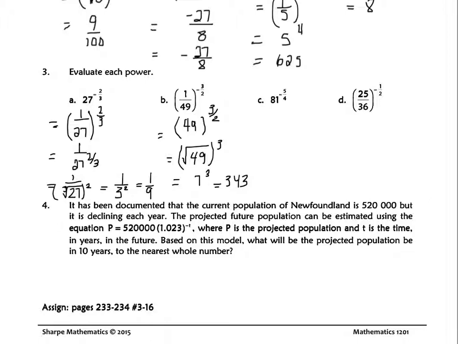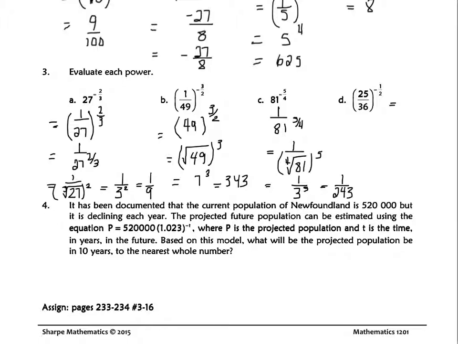And the next one would be 1 over 81 to the positive 5 over 4. And that would become 1 over the 4th root of 81 to the power of 5, which becomes 1 over 3, since the 4th root of 81 is 3. 3 to the power of 5 would be 1 over 243. Because I know 3 to the power of 4 is 81, and if you multiply that by one more 3, you're going to get 243.